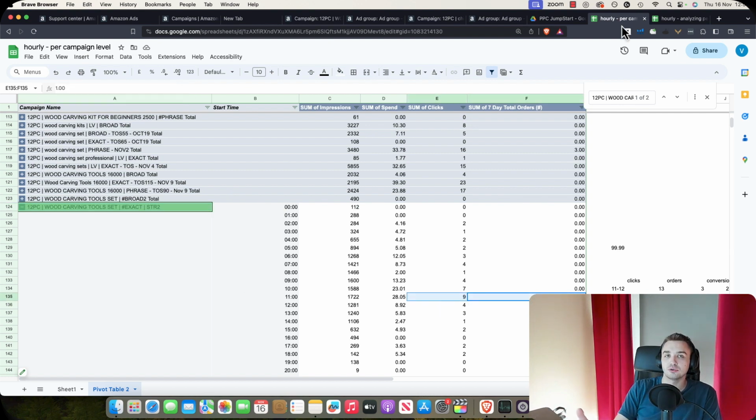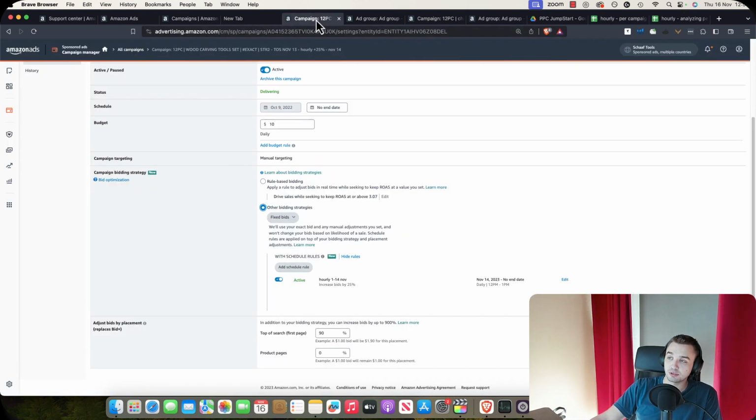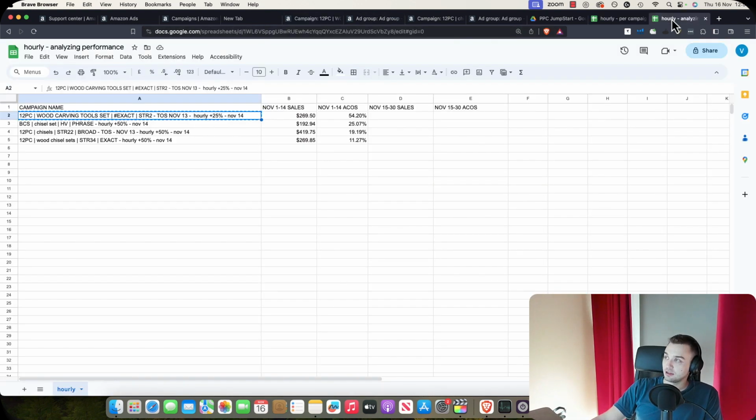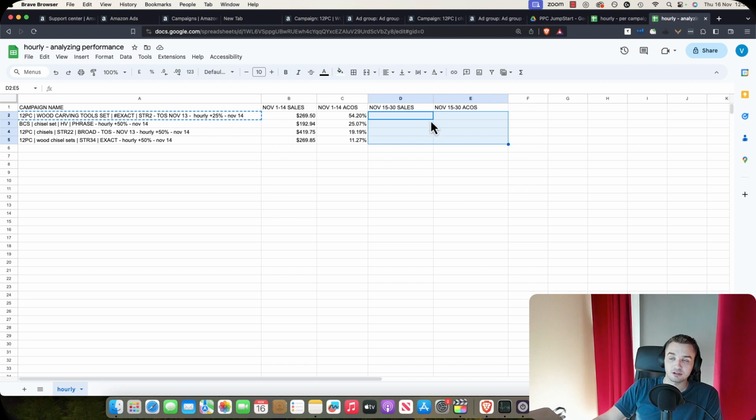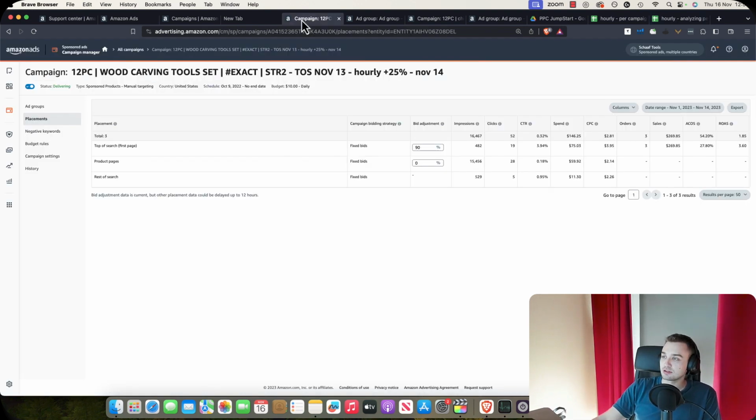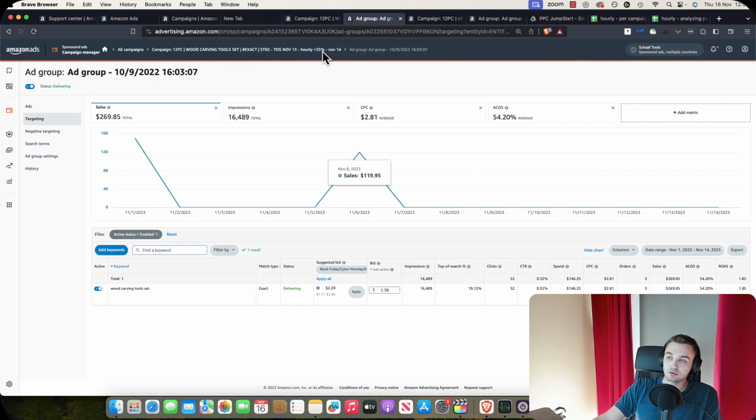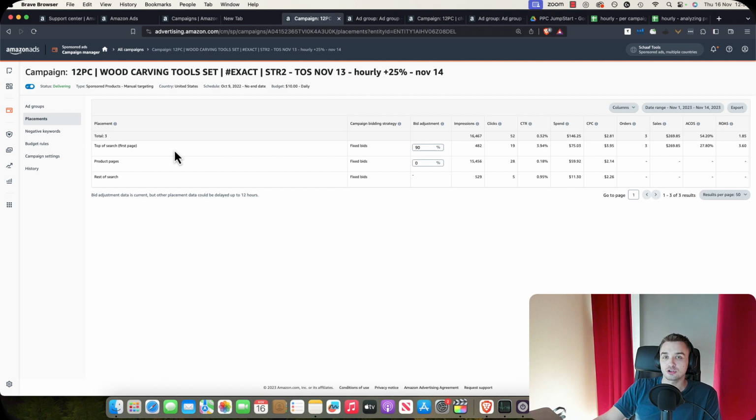You would do that, you would adjust your base bid, make sure it's high enough to trigger top of search placement at that cost per click, and then you would have the spreadsheet where you would go in 2 weeks later, and then you would analyze your data, your sales, your ACOS, and see if there was an improvement. One important thing to mention is that sometimes you might make your base bid so low that it will not enter the auction for top of search.